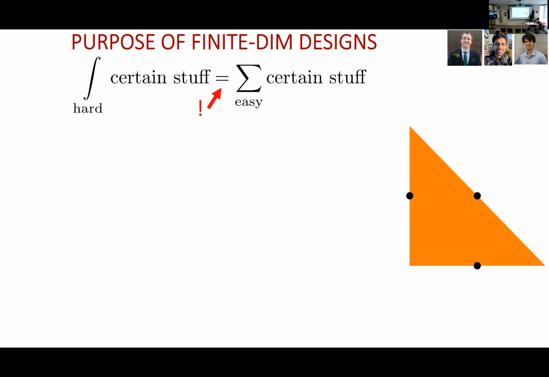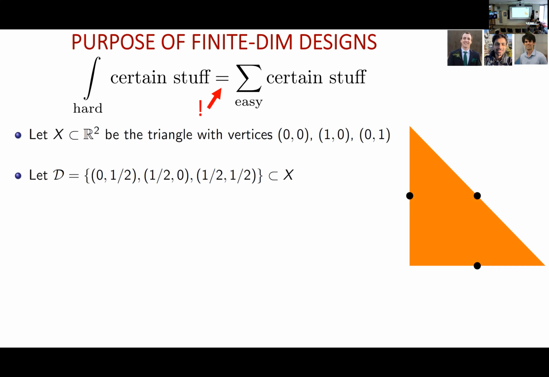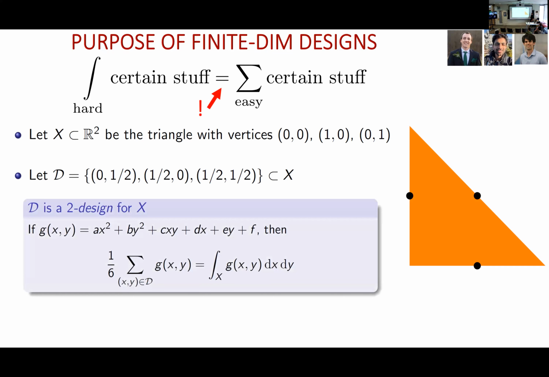For example, let's consider the space to be just this orange triangle. And let's denote the thing we're going to sum over as these 3 points. And it turns out that the integral over this triangle of these functions is equal to the sum over these 3 points. Now, which functions does this work for? It works for degree 2 polynomials on the triangle. So this is a 2-design because the strength is 2, namely the equality holds for degree 2 polynomials. And this is a 2-design on the triangle.